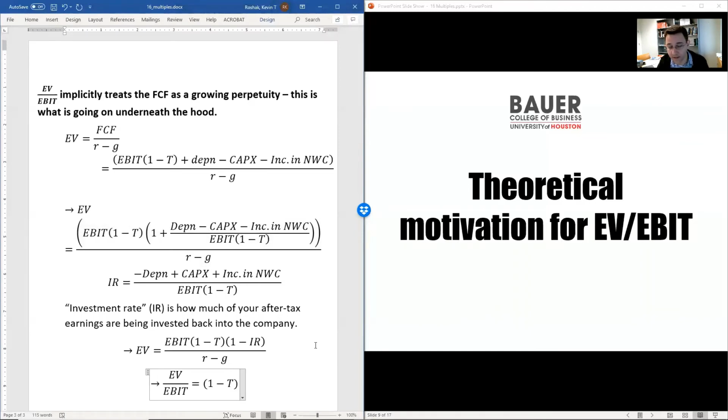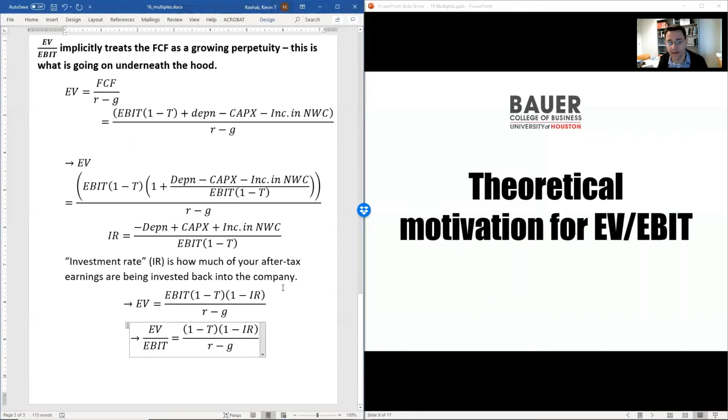Divide both sides by the EBIT, so I get 1 minus T times 1 minus the investment rate all over R minus G. All right. And that's it. That's the theoretical basis for the EV over EBIT multiple.